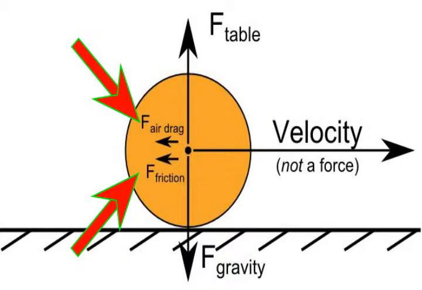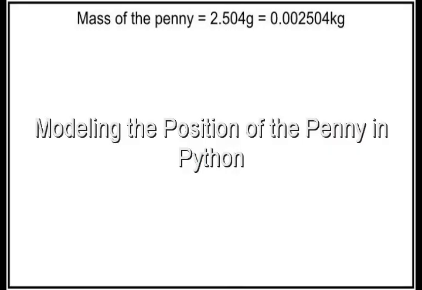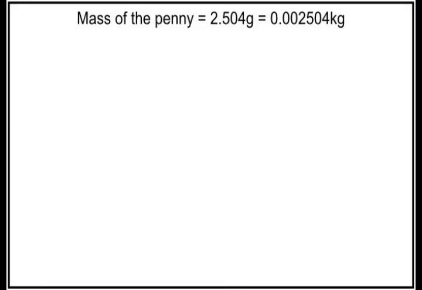Since this is a very hard penny on a very hard table, friction should be pretty minimal. Likewise, because the penny is very narrow, very small cross section, as it's traveling through the air, there shouldn't be a lot of air resistance for us to deal with. Let's take a look at setting up our model. So first of all, we've got the mass of the penny. If this is a net force equals zero situation, the mass really isn't important, but we should record it just so that we know it's there.